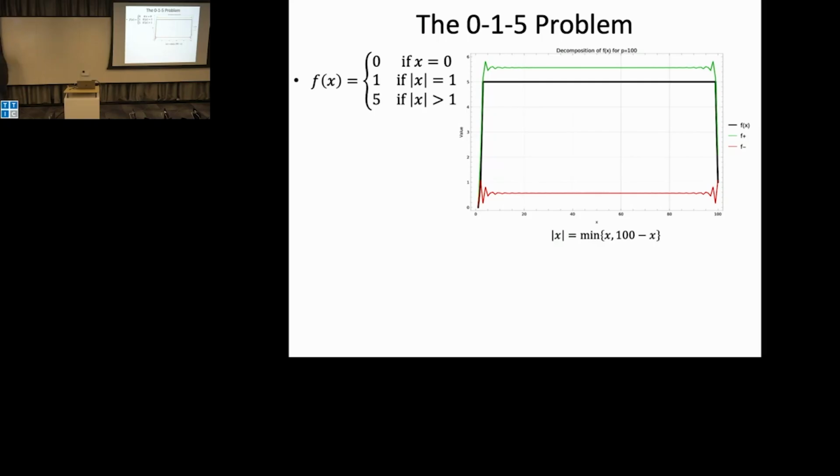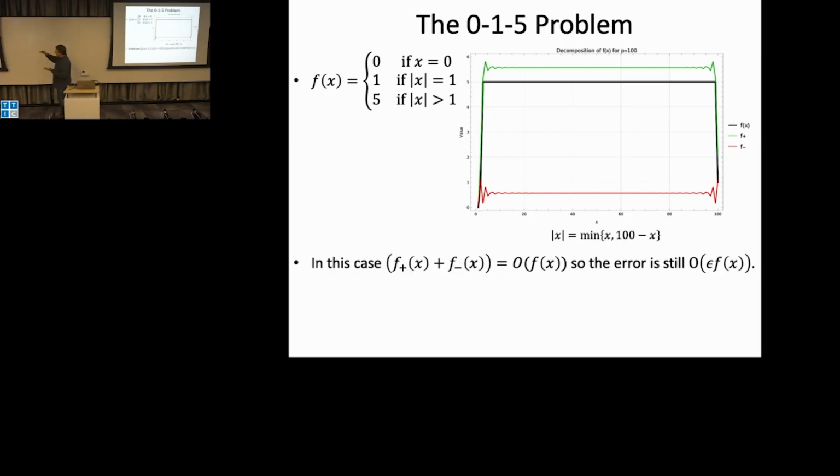Nonetheless, this is some periodic function. The target function is the black one, and it's the difference between these two Levy-Khintchine representable functions, the green one and the red one. In this case, the sum of the green and the red is not that bad. It's some constant factor bigger than the target function. So any sketch that takes the green one minus the red one is still going to give you a very good epsilon approximation.